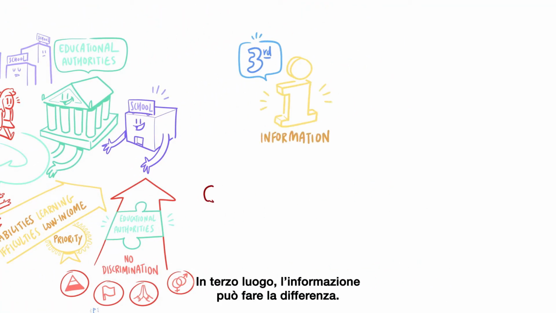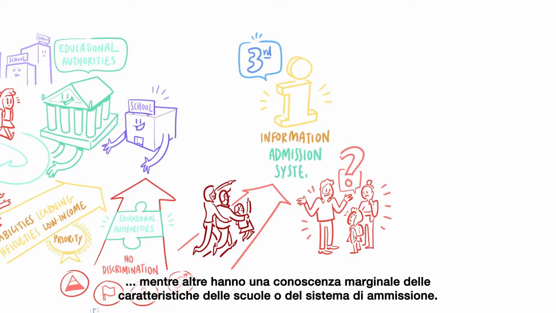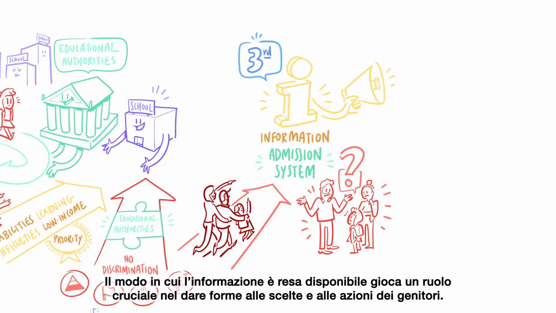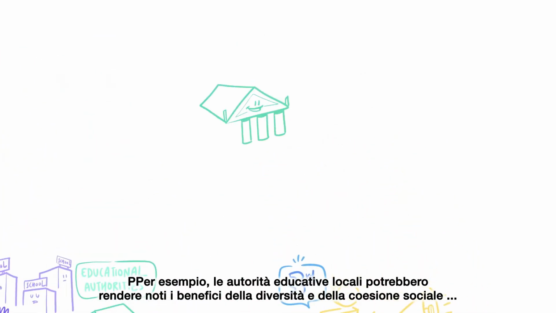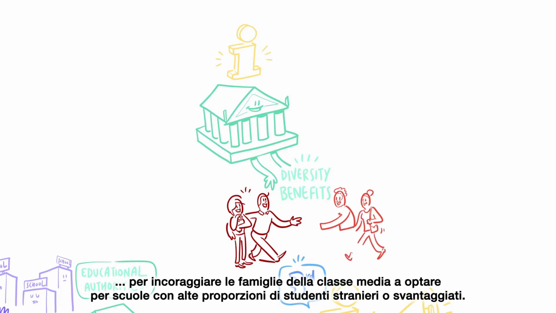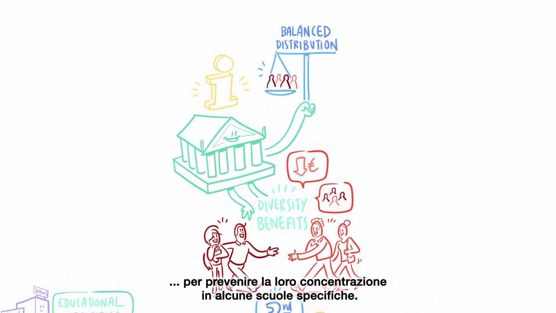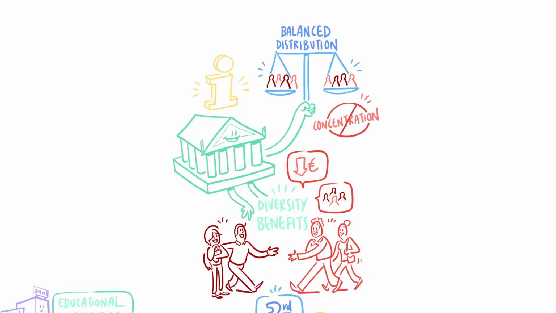Third, information can make a difference. Some families are very active in researching the educational market to make choices for their children, while others have little knowledge about schools' characteristics or admissions system. The way information is provided can play a crucial role in shaping the applicant's choices and actions. For instance, local education authorities may provide evidence about the benefits of diversity and social cohesion to encourage middle-class families to opt for schools with a high proportion of low-income or ethnic minority students. They can also encourage the benefits of a balanced distribution of disadvantaged students to prevent their concentration in specific schools.